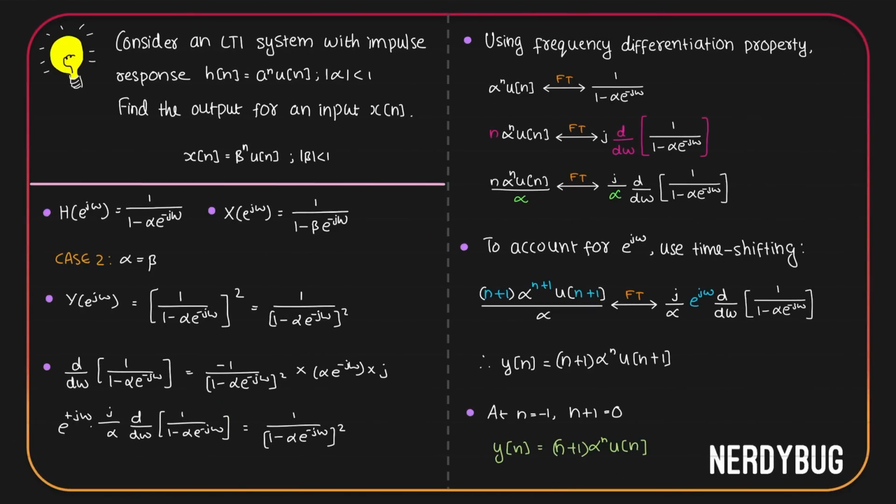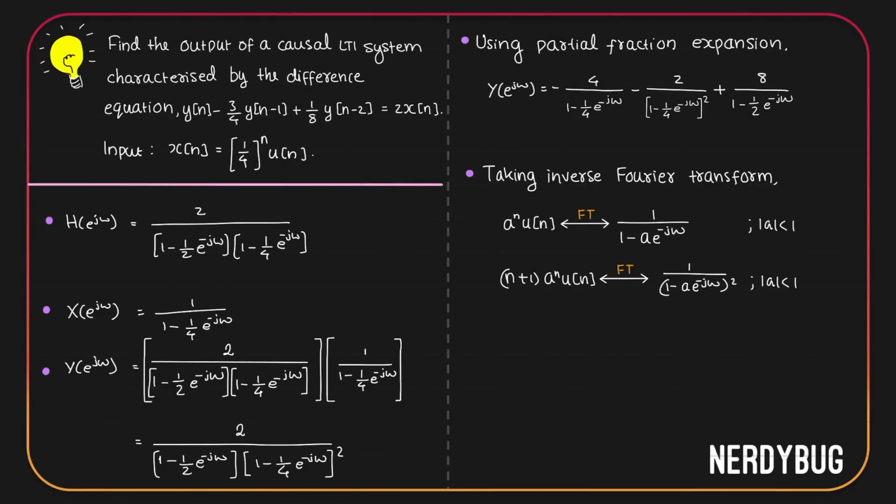We had to find the inverse Fourier transform of 1 by (1 minus alpha e raised to minus j omega) whole square, and we found that it is (n plus 1) alpha raised to n u of n. Let us bring it back with us and write as a result. Fourier transform of (n plus 1) a raised to n u of n is of the form 1 by (1 minus a e raised to minus j omega) whole square if magnitude of a is less than 1.